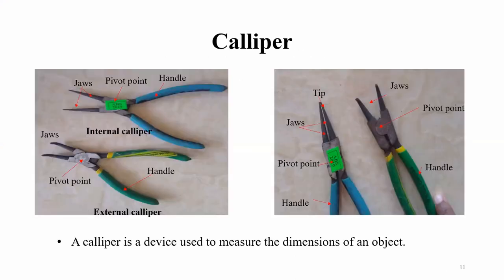Okay, then. The next tool is the caliper. Normally there are two types of calipers. One is the internal caliper and the other one is the external caliper. It is mainly used to measure the dimension of an object. In the case of calipers, we can't directly measure. We can just point out the length, and only with the help of a measuring equipment can we get the value of that measure.